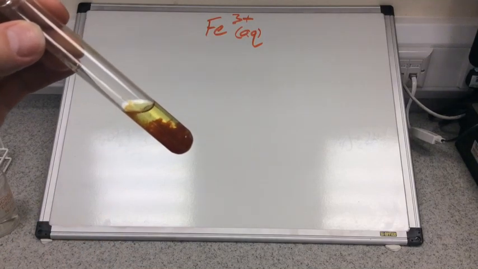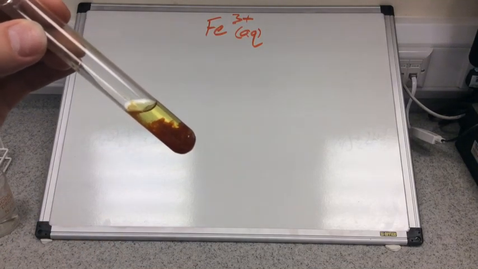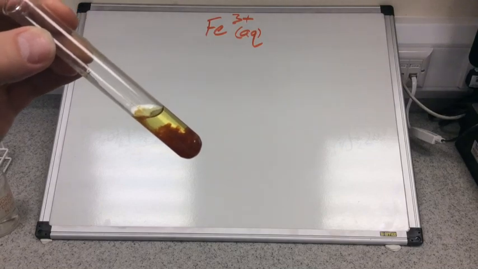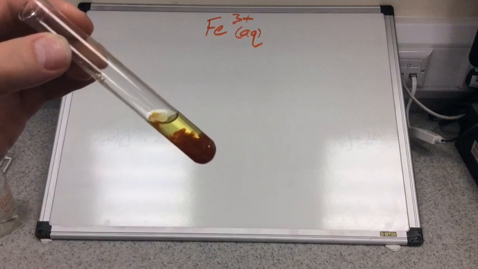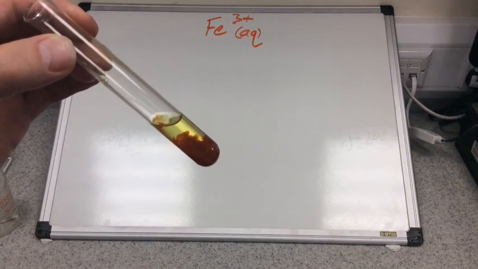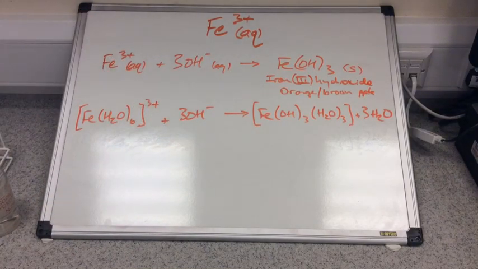The previous reaction was iron 2 hydroxide, which was green. Iron 3 hydroxide is this sort of rusty colour, orangey brown. And again, there are the two forms of the equations for you. So that's all 4 of the precipitation reactions that you need to know for the exam.